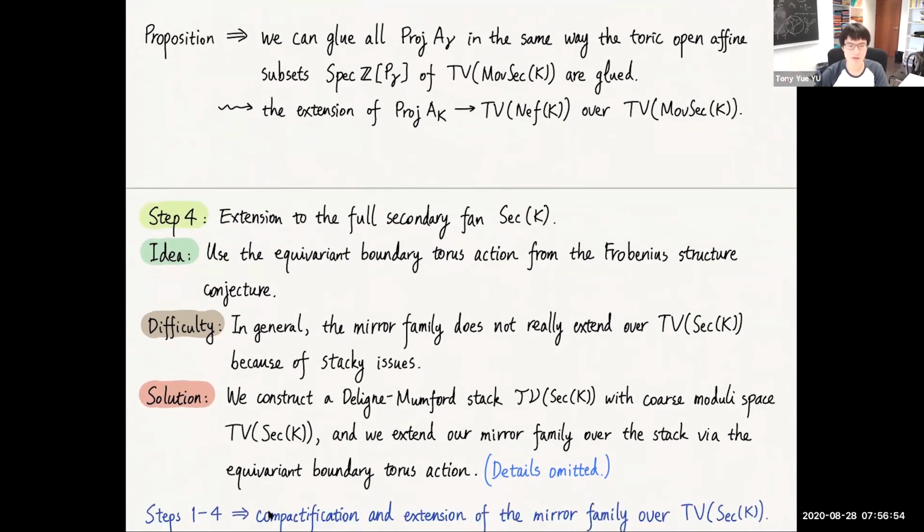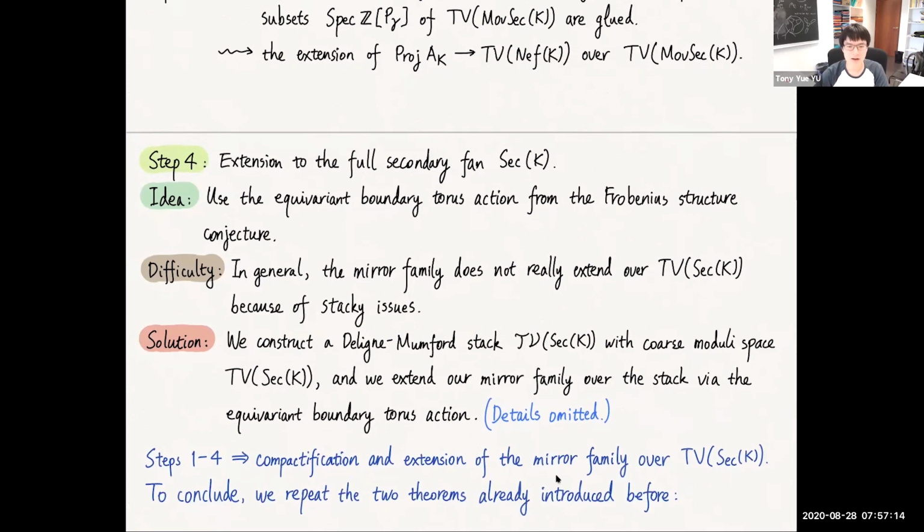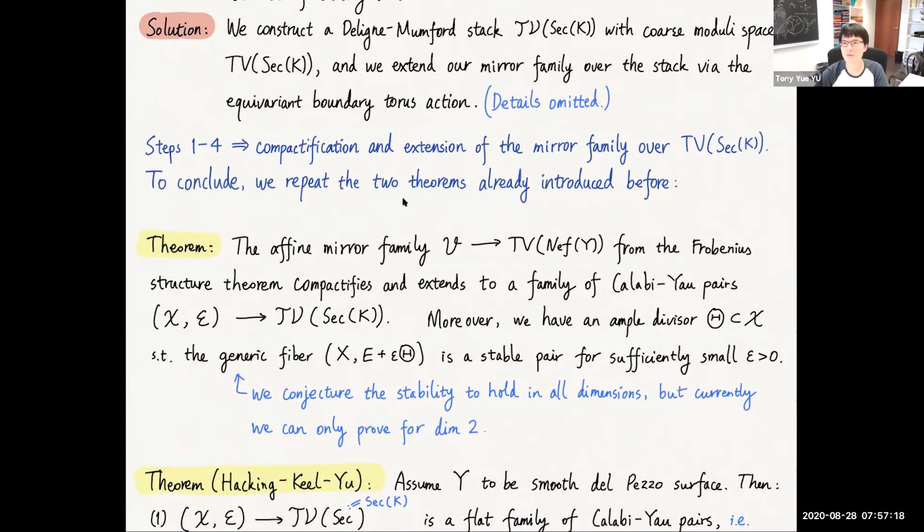So to conclude, steps 1 to 4 together give us a compactification and extension of the mirror family over the toric variety associated to the secondary fan. And finally, now it gives a better understanding of the two theorems I mentioned in the beginning.